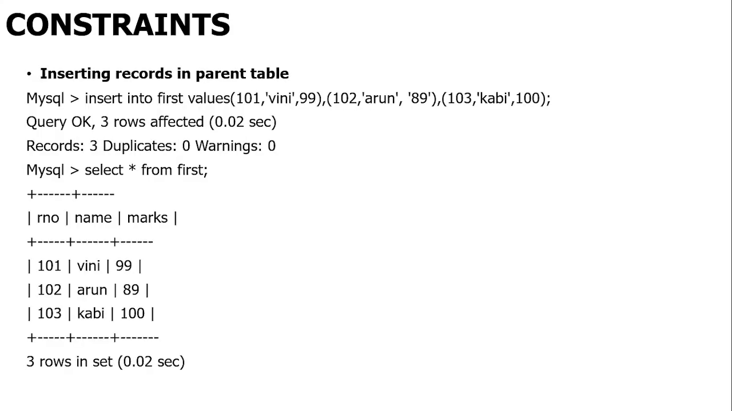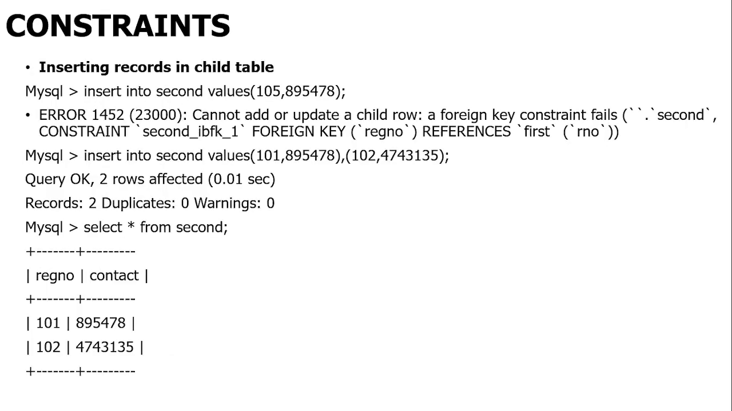Okay. Now inserting records into the parent table. So first what you should do is you should insert into the first record. Right, so it is saying select star from first. I'm having 101, 102 and 103. Okay, now I'm going to insert in the child, right? So I have 101, 102, right?